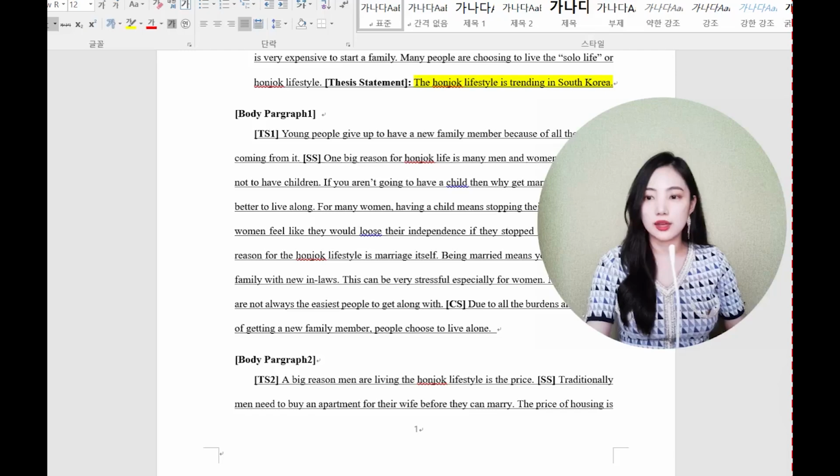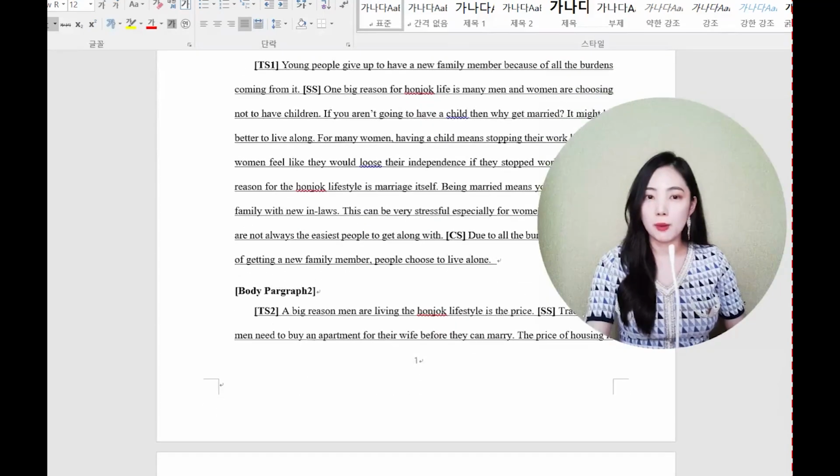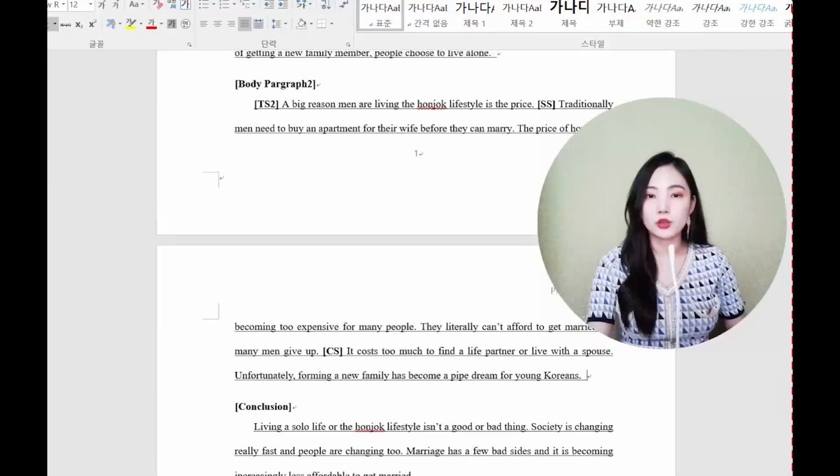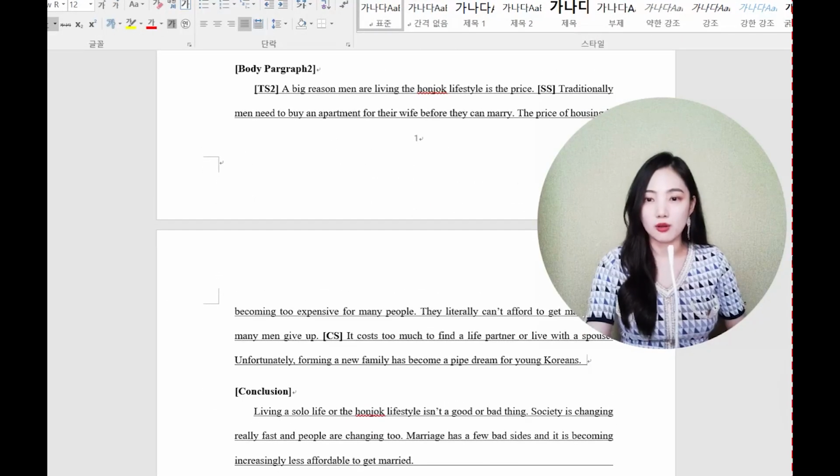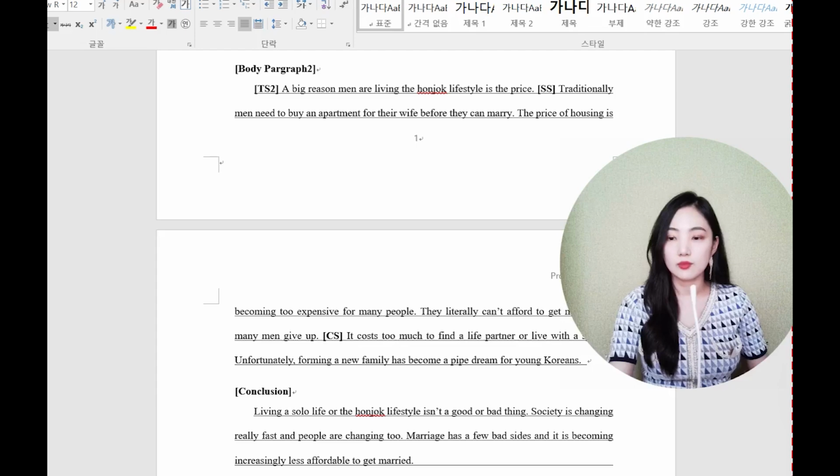Let's move on to my second body paragraph. So remember, you can include 3 body paragraphs or more, but here I simply wrote 2 body paragraphs. So my TS2, a big reason men are living the Honjo lifestyle is the price. Here, we're going to talk about the price. Traditionally, men need to buy an apartment for their wife before they can marry. The price of housing is becoming too expensive for many people.